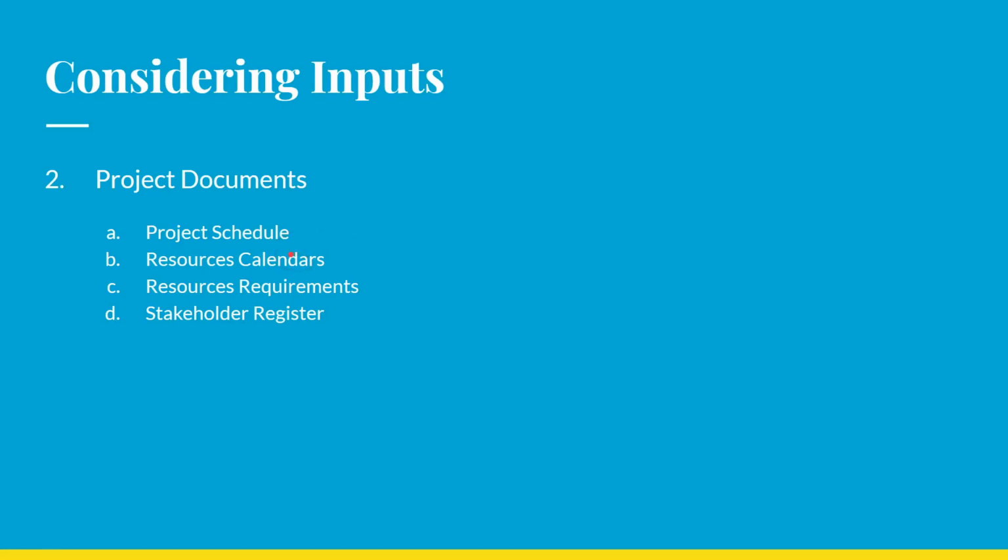This will help schedule on having a good understanding of each resource's availability and schedule time. And resource requirements, this is a document to identify the types and the quantities of the resources that need to be acquired. And lastly, the stakeholder register. This will include the information on the stakeholder needs and expectations for the specific resource that will be used in the project.